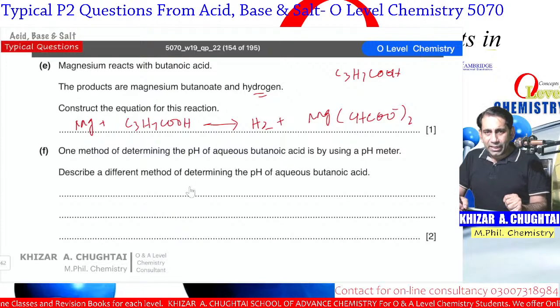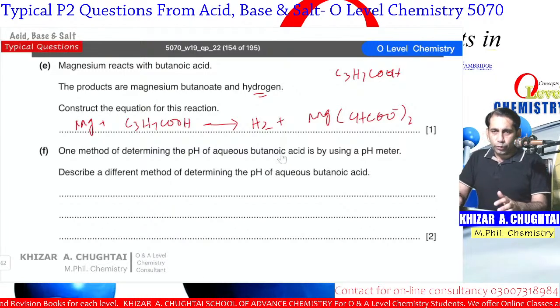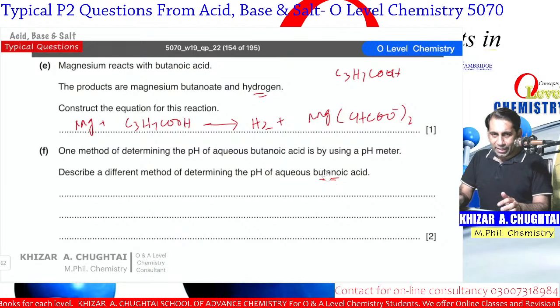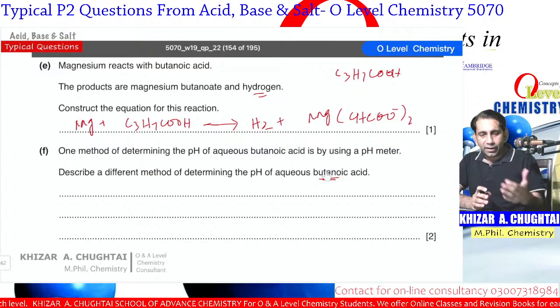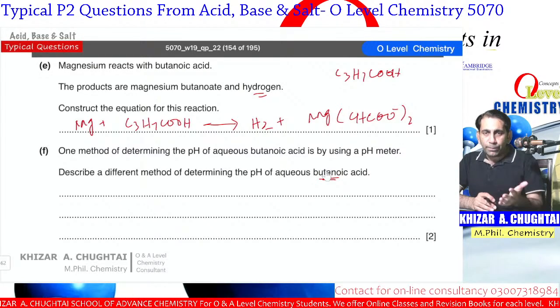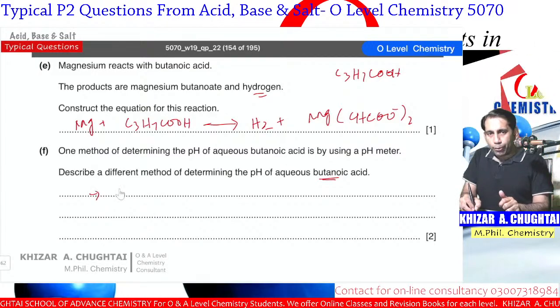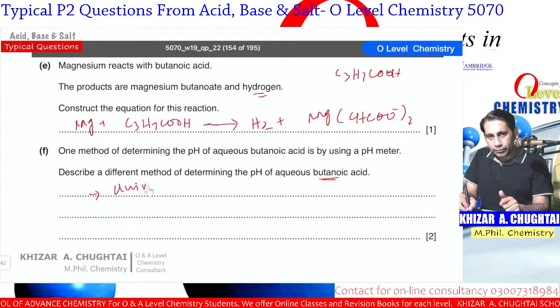One method of determining the pH of the aqueous butanoic acid is using the pH meter. Describe a different method to determine the pH of the aqueous butanoic acid. Whenever they are asking to find the alternative method as compared to the pH meter, the appropriate one is universal indicator.